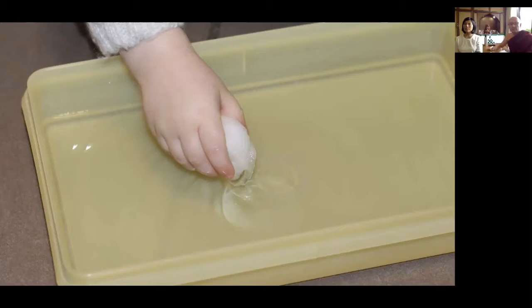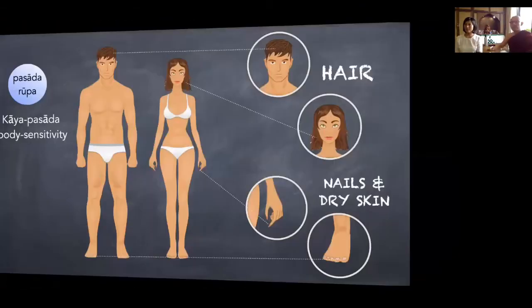In the scriptures, the teachers give an example of a cotton ball. If you have a cotton ball and you put water into it, the whole cotton ball is suffused with water, all throughout, everywhere in the cotton ball. In the same way, Kaya Pasada, body sensitivity, is like water in the cotton ball, so it's everywhere. Okay, so that's the example.